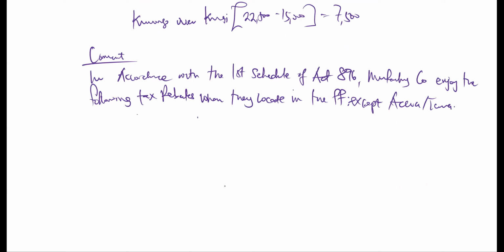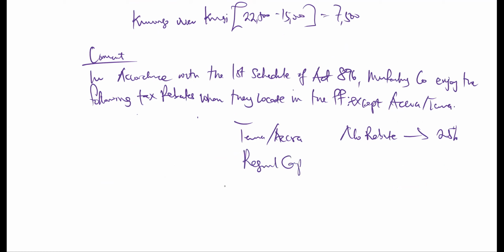So you can say Tema and Accra, no rebate. They get no rebate and they pay 25% tax. Regional capitals, how much? They get a 25% rebate, meaning that they pay 75% of the tax.